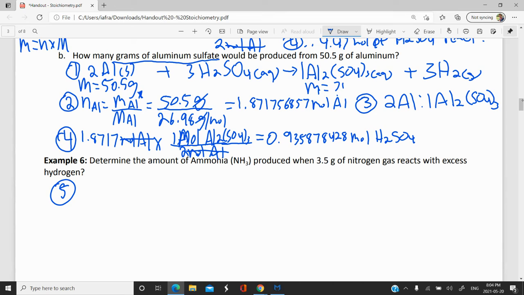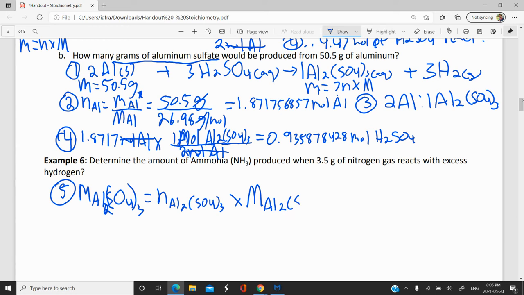And remember, to find the mass, you need moles times molar mass. So I found the moles of aluminum sulfate. So now to find the mass of aluminum sulfate, that's a 2, that's a 3. I need to do the moles of aluminum sulfate multiplied by the molar mass of aluminum sulfate. So the molar mass, I'm just going to show you that over here. We can use our periodic table to find that.